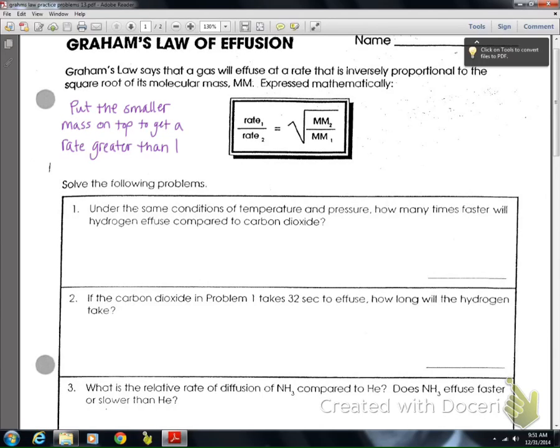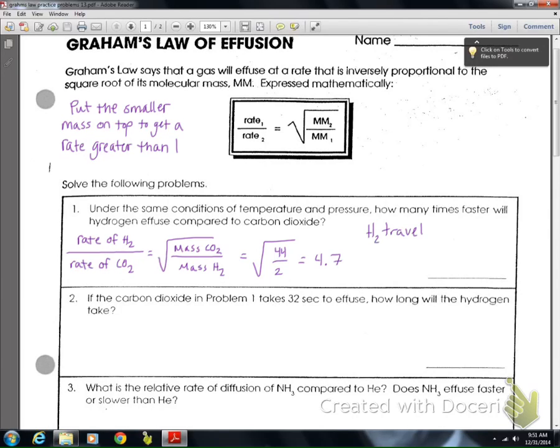So, our first practice problem: under the same conditions of temperature and pressure, how many times faster will hydrogen effuse compared to carbon dioxide? So we're going to take the rate of hydrogen over the rate of carbon dioxide, and remember I'm putting hydrogen on top because I know it's the smaller mass. When I find the mass of carbon dioxide, I know it's 44, over the mass of hydrogen, which is 2, and that gives me a value of 4.7. So I can say that hydrogen travels 4.7 times faster than carbon dioxide.